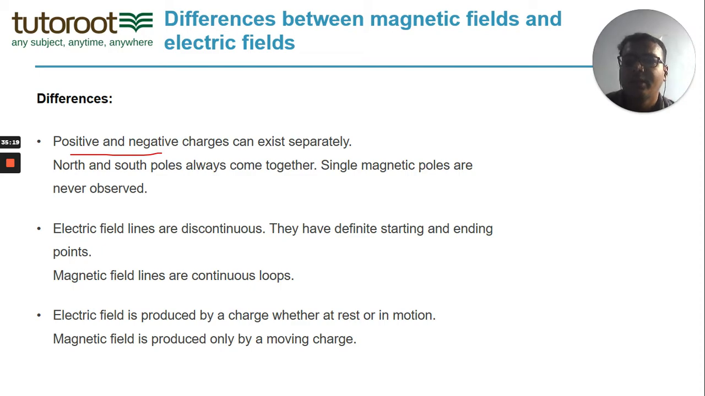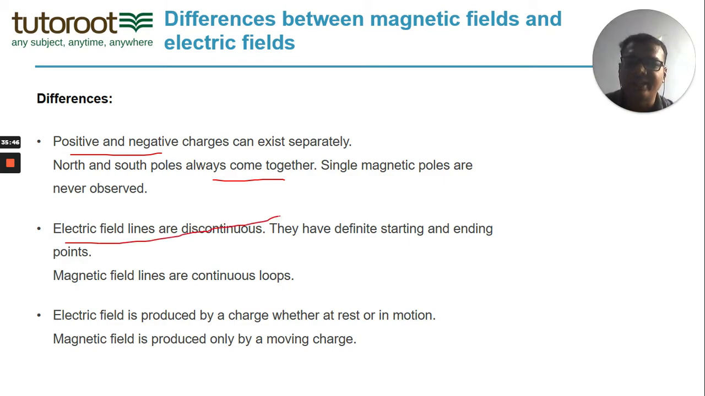But north and south poles always come together. You can never see a magnet which has only a north pole. You can never have just a north pole where magnetic field lines are coming out, but they don't have a south pole to get back into. That can never happen. Any material, however small, if it acts as a magnet, one end of it will be a north pole and the other end has to be a south pole. Single magnetic poles or monopoles are never observed.